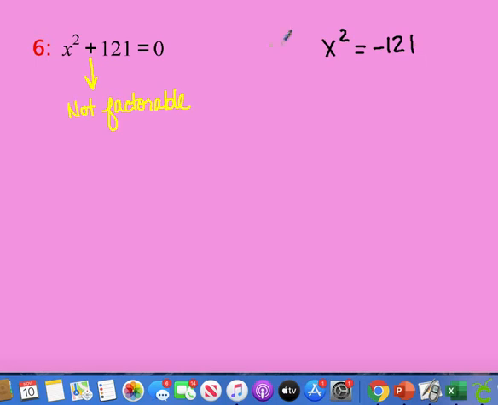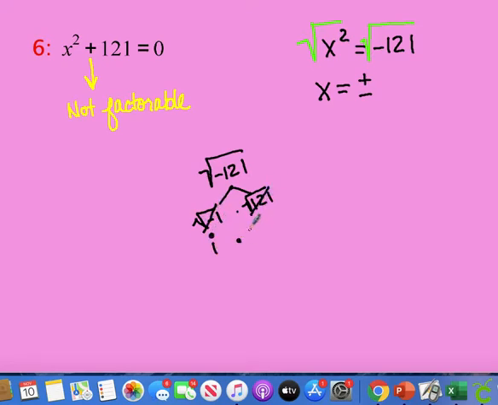So if I apply the square root property to both sides, the square root property says that x is going to give me two choices, positive or negative. But when I square root negative 121, I have to pull that negative 1 out. And remember that the square root of negative 1 is an i, and the square root of 121 is an 11. So my solution is going to be positive and negative 11i, which is precisely why it's not factorable, because my solutions are two imaginary numbers.